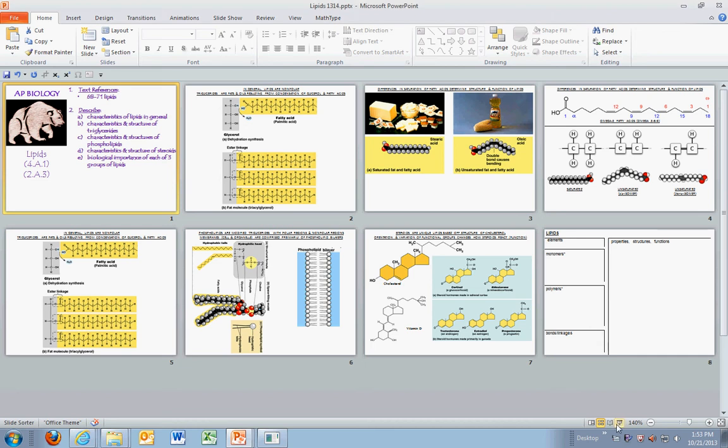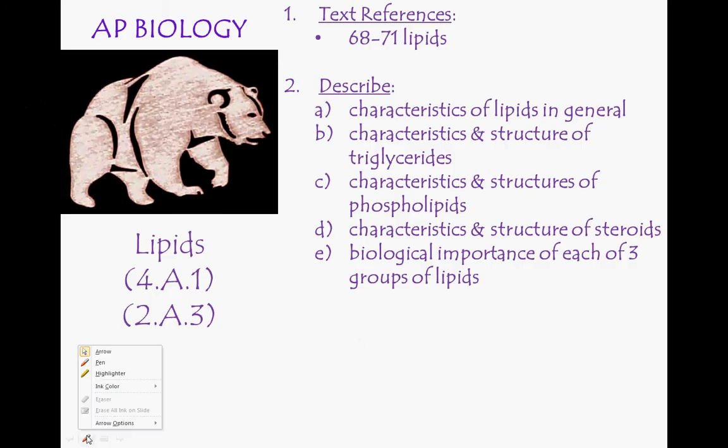Podcast, I'm going to address lipids and their characteristics and how we classify them. So text references there, 68 to 71, trying to describe characteristics of lipids in general, and then characteristics of triglycerides, characteristics of phospholipids, and then characteristics of the steroids. And of course, then this gives us the biological importance of the three groups of lipids. There they are again: triglycerides, phospholipids, and the steroids.